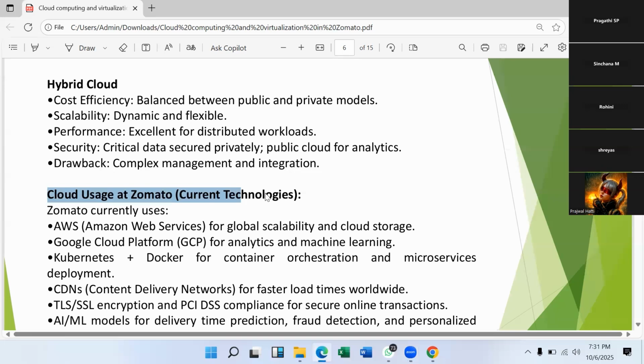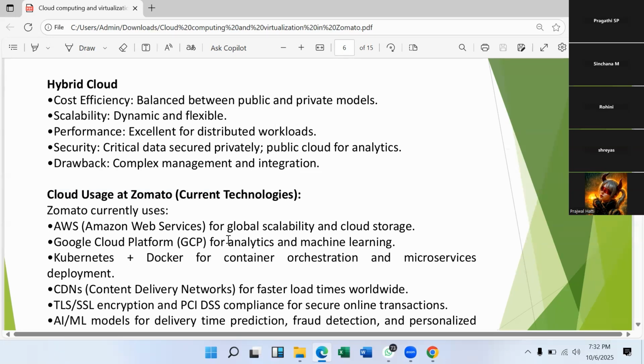Cloud usage at Zomato. Zomato already uses a range of cloud technologies, that is AWS, Google Cloud Platform, content delivery networks, TLS and SSL, and AI and ML models. AWS, Amazon Web Services, for scalability and global cloud storage, and Google Cloud Platform for analytics and machine learning.